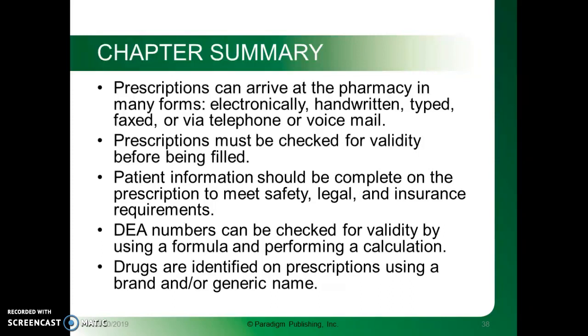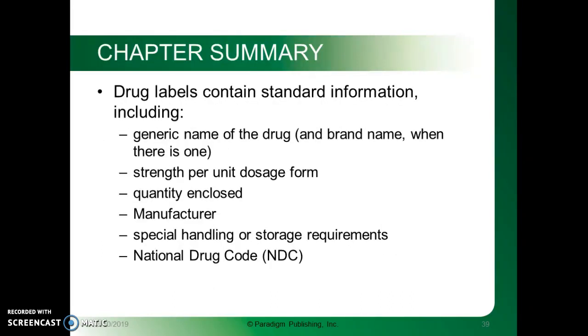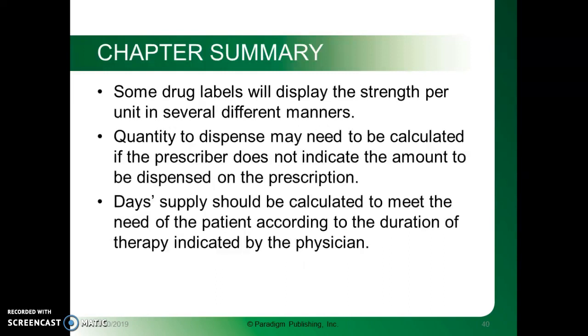Patient information should be complete on the prescription to meet the safety, the legal, and insurance requirements. The DEA numbers can be checked for validity by using the formula and performing the calculations we've learned. Drugs are identified on prescription using either brand or generic name. Drug labels contain the standard information, meaning the generic name of the drug, brand name if there is one, the strength per unit dose form, the quantity enclosed, the manufacturer's special handling or storage instructions, and the NDC number.